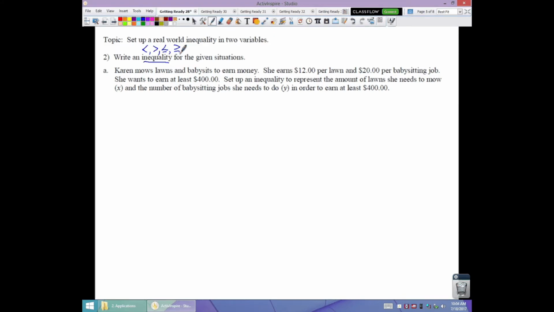Okay. So Karen mows lawns and babysits to earn money. She earns $12 per lawn and $20 per babysitting job. She wants to earn at least $400. At least means $400 or more than that. So we're going to set up an inequality to represent the number of lawns and the number of babysitting jobs she needs to do. We don't need to write let statements because they're already done. The lawns are X and the babysitting jobs are Y.